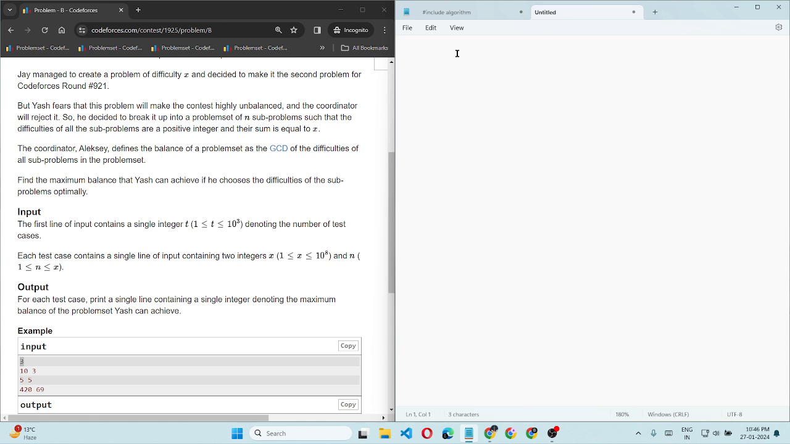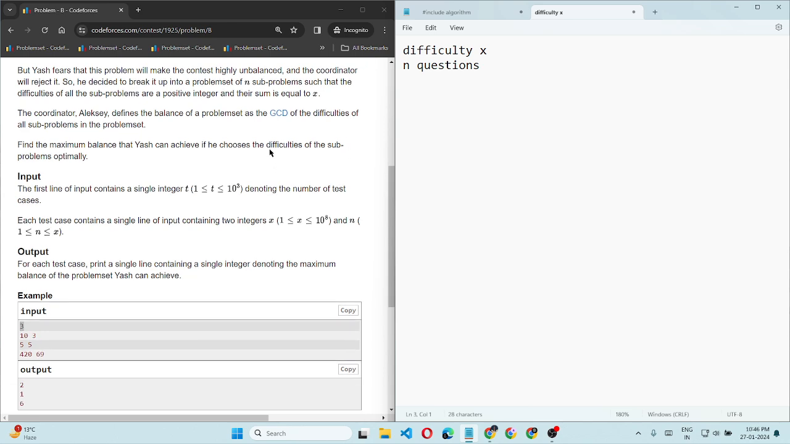we are given a question whose difficulty is X, right? And we have to make n questions from it, and decide their difficulty so that the sum of the difficulties of these n questions should be equal to x. It means, let's say, let's talk about the test cases.